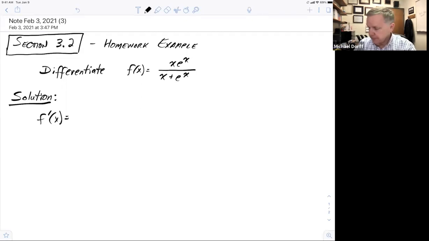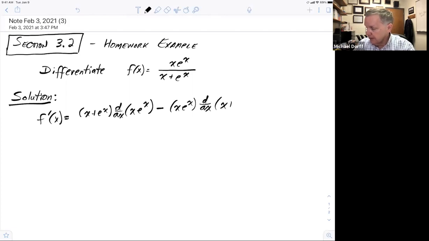The quotient rule says that I take the denominator, and I put that in the top, in the numerator, times the derivative of the numerator, minus the numerator times the derivative of the denominator, and that's all over the denominator squared. All right, so then we work on this.